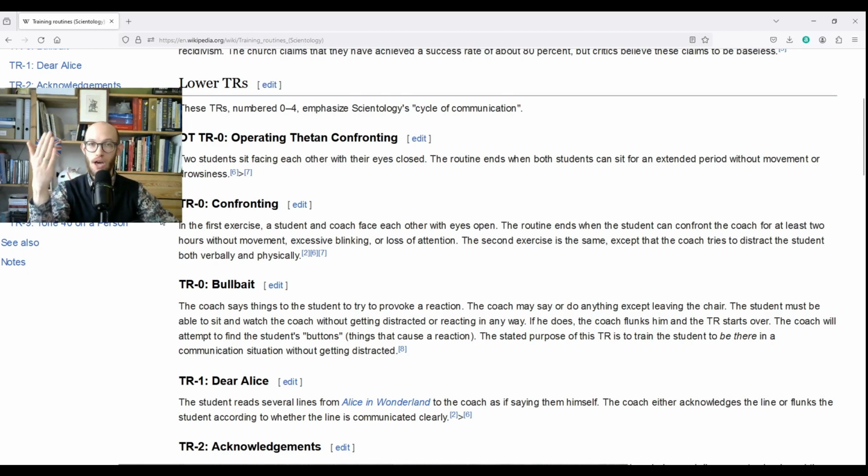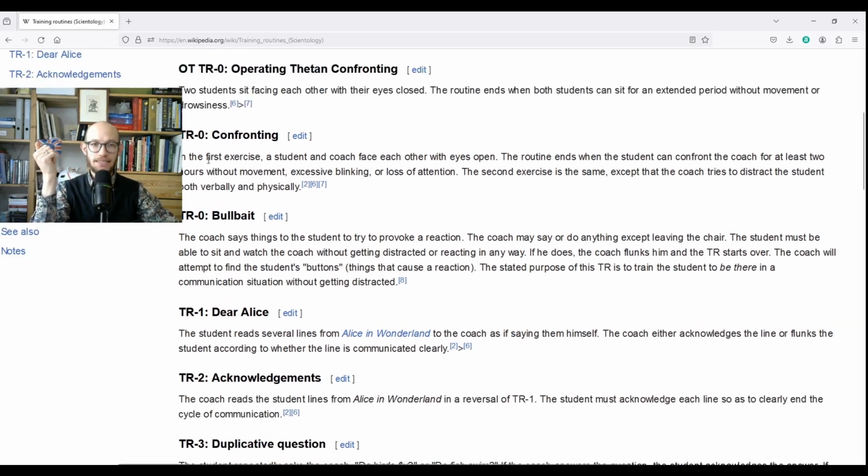Okay, so that's TR0 confronting, just sitting there with your eyes open, and then it says something about this verbal and physical. This is the bull baiting. The coach says things to the student to try to provoke a reaction. The coach may say or do anything except leave the chair. The student must be able to sit and watch the coach without getting distracted or reacting in any way. If he does, the coach flunks him and the TR starts over. The coach will attempt to find the student's buttons, things that cause a reaction.